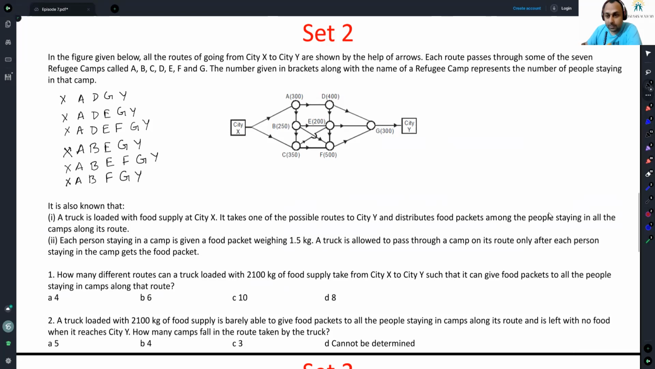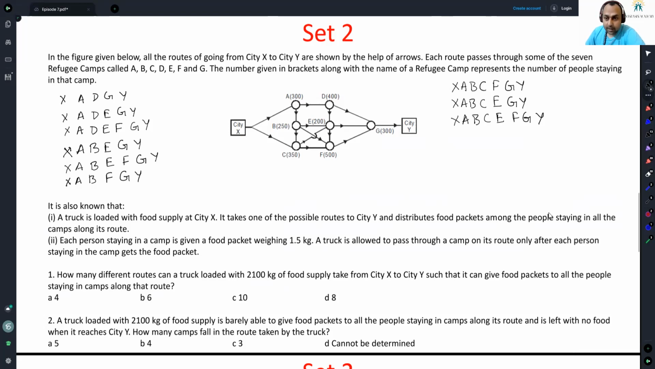So X, A, B, C, F, G, Y, X, A, B, C, E, G, Y, X, A, B, C, E, F, G, Y. Oof. B, C. C had 3 paths, no? Yes. And then 3 options. Cool, cool, cool. I think I have done all of them.